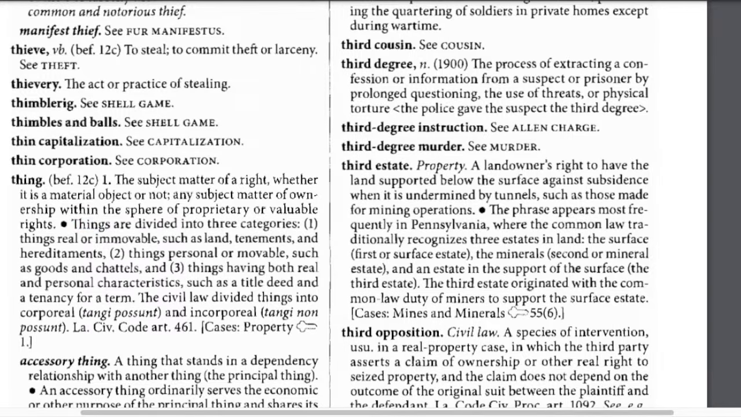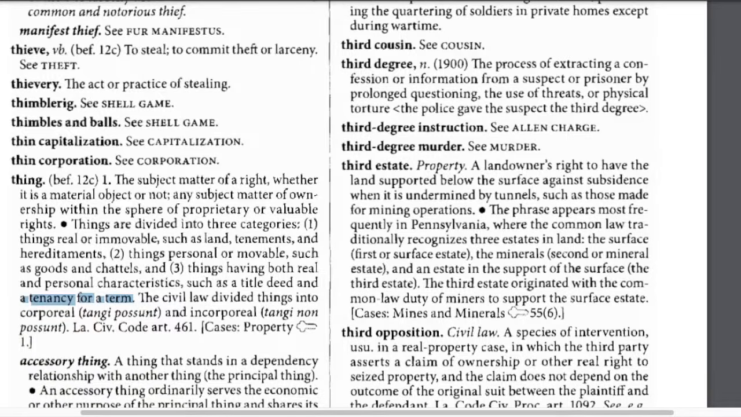So things are divided into 3 categories. Did you know there were 3 categories of things? There is 1, things real or immovable, such as land, tenements, and hereditaments, which we're going to be covering. 2, things personal or movable, such as goods and chattels. And 3, things having both real and personal characteristics, such as a title deed and a tenancy for a term.